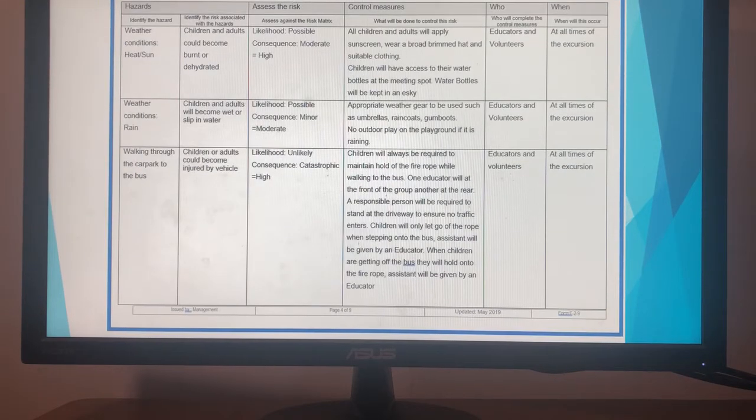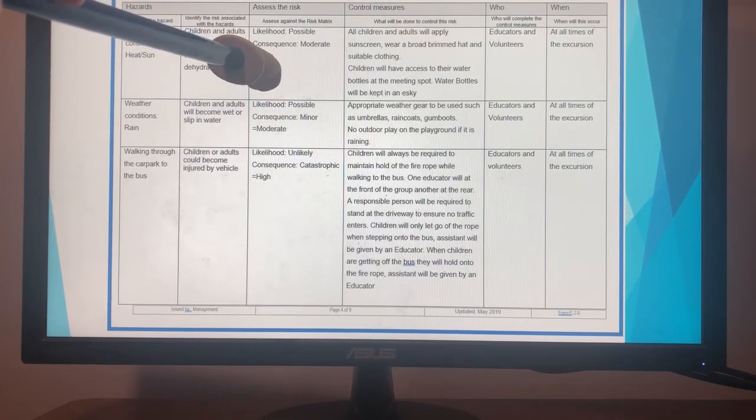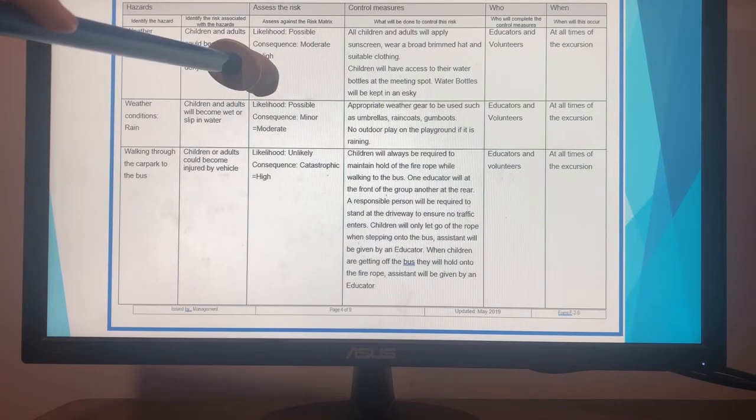This is when we start to really reflect on those hazards and what we're going to do to protect those children. So as explained earlier, we've got identify the hazard, identify the risk associated with the hazard against the risk matrix, which we'll have a look at a bit later how you determine that. But you can see through here it says likelihood, which is possible, consequence, which is moderate, and then that's what it equals. And we'll have a look at that matrix a little bit later.